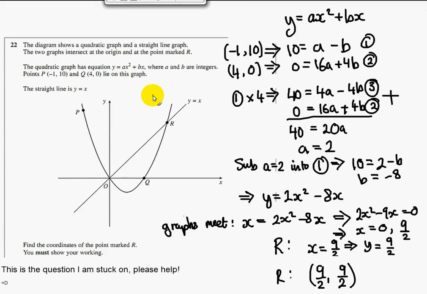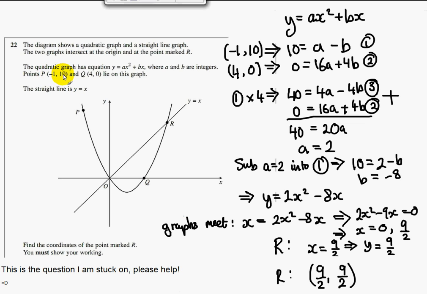So I'm just going to whiz through this question here. We've got an equation of a graph, y equals ax squared plus bx, and you've got y equals x, and you're told 2 points on this curvy graph, P and Q. One coordinate is (-1, 10) and the other coordinate over here is (4, 40). Now, what you do basically is you substitute these two numbers into this equation.